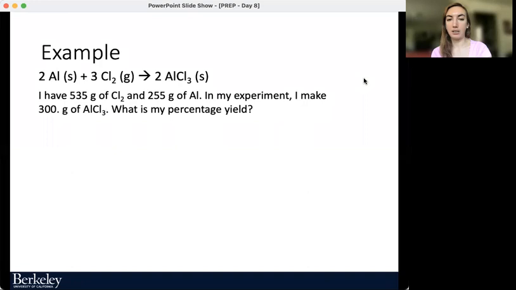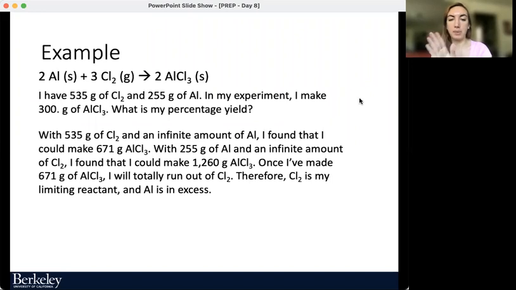Okay, welcome back. So just to walk through this, what I've just popped up on the screen is just the things that we figured out on the previous slides. What I found before is that with 535 grams of chlorine, I could make 671 grams of aluminum chloride, or AlCl3. With 255 grams of aluminum, I could make 1,260 grams of product. And so once I make my 671 grams, I'm out of chlorine. Chlorine is my limiting reactant and aluminum is in excess. So none of this is new information. This is all from the previous slides.